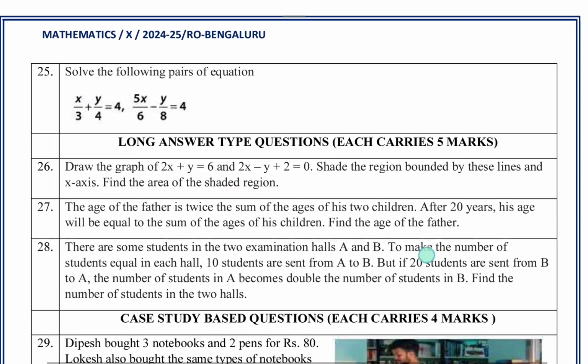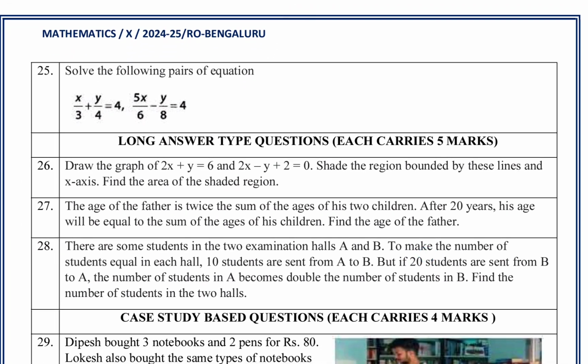Then solve the following pair of equations. x by 3 plus y by 4 equals 4. 5x by 6 minus y by 8 equals 4. That is the answer you can get.